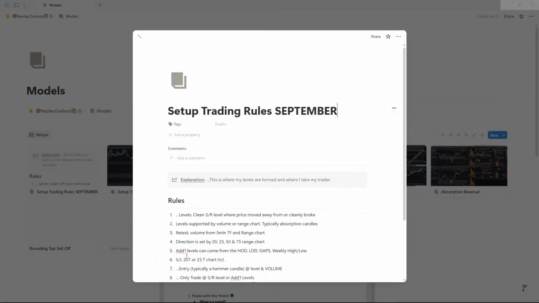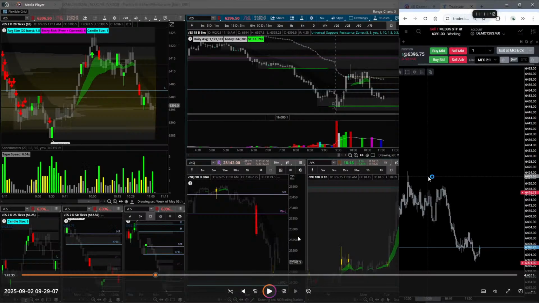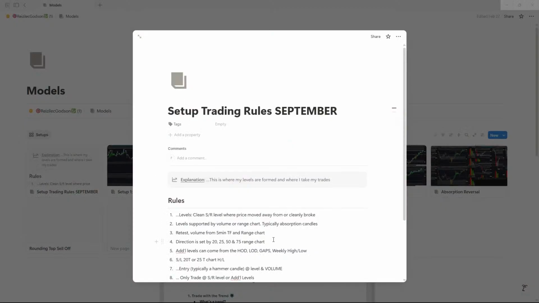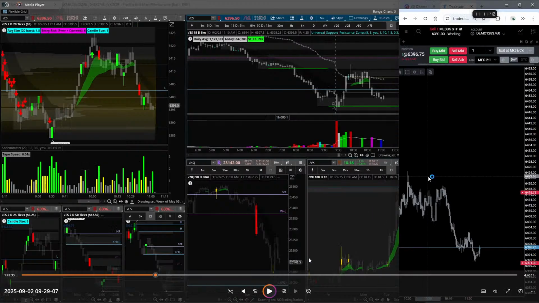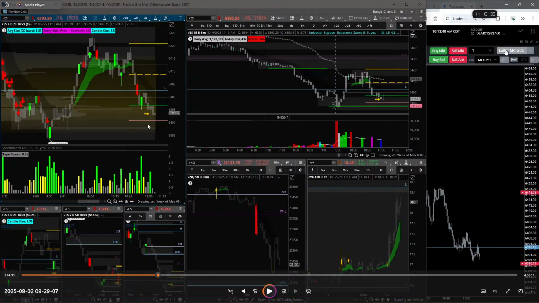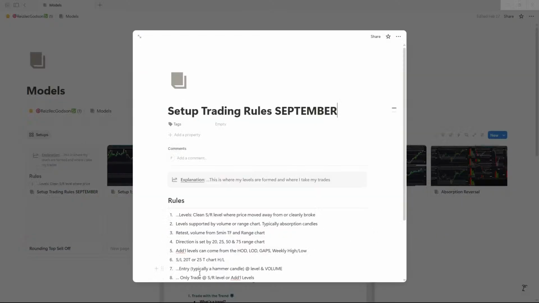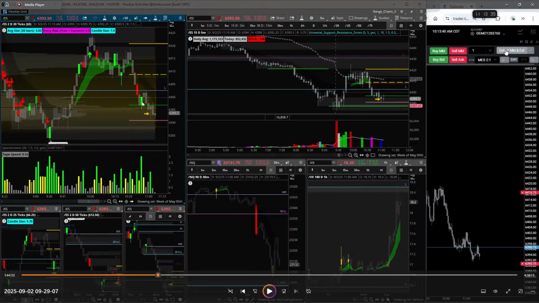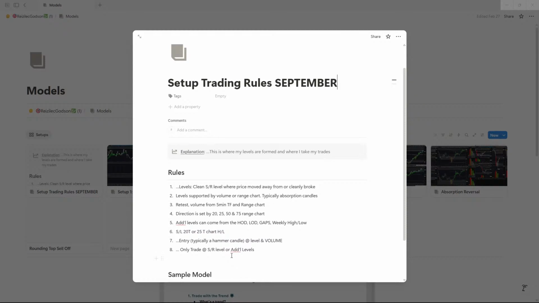Anyways, we did have that. The direction is set by the 20, 25, 50, and 75 range chart. Yes, we had buying, so this is where price goes up in that direction. So that's set. So this is good. This is good. This not the best. Additional levels, supply support. Stop loss 20 tick or 25 tick. Yep, stop loss was right at the bottom of that tick chart right here. Boom, that's supported. And it's typically a hammer candle. Volume, got it. Only trade supply or support or resistance levels, got it.